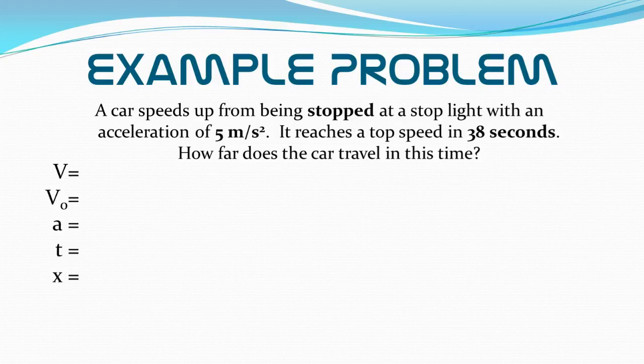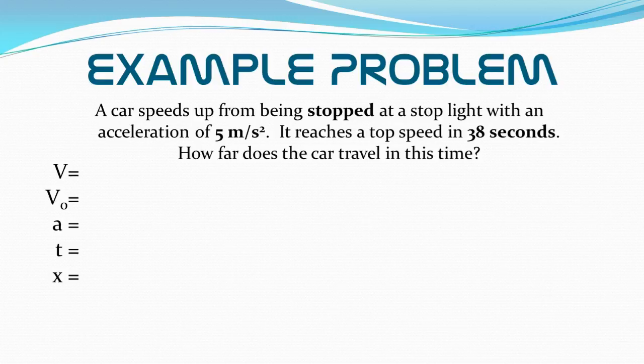Let's try this example problem. A car speeds up from being stopped at a stoplight with an acceleration of 5 meters per second squared. It reaches a top speed in 38 seconds. How far does the car travel in this time? On your own, try to fill in the given variables, the unknown variable, and the variable that's not included.